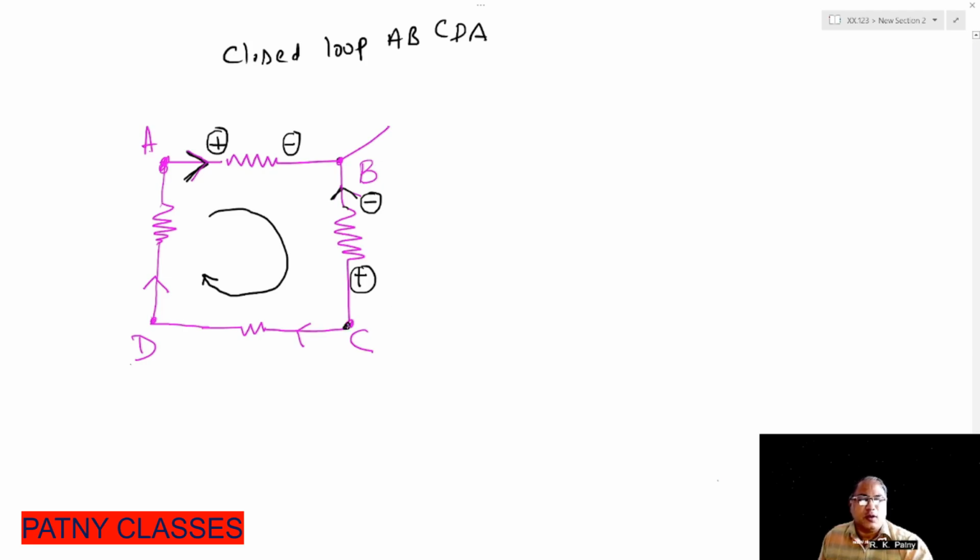As soon as you come to C, again you are moving in the direction of current. So this side is a plus, and you are moving to the point D in the direction of current, so the opposite side of the resistor is marked with the minus. Similarly, from D to A we are moving in the direction of current, therefore this side is plus and this side is minus. So the very first step while applying KVL is to decide the plus and minus.